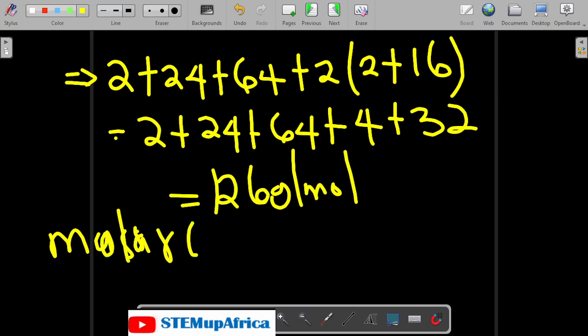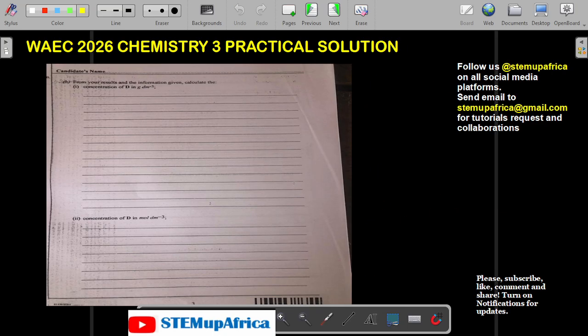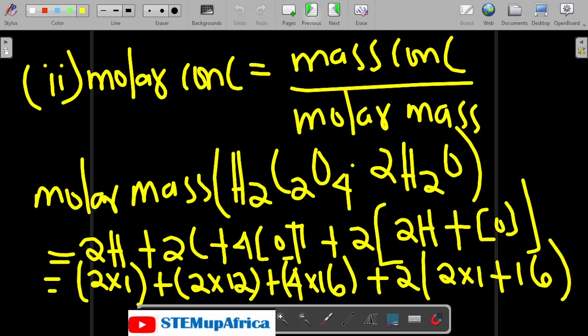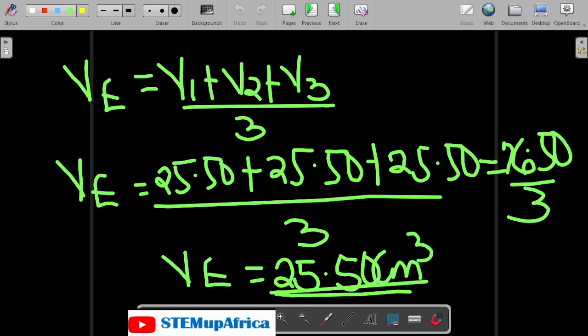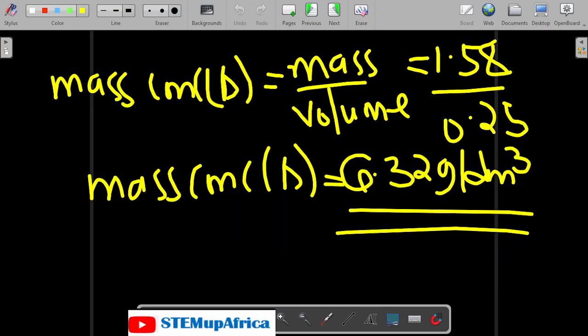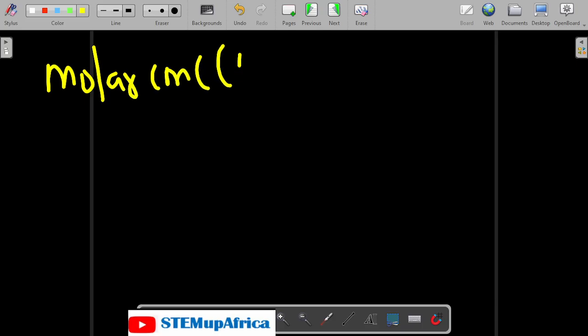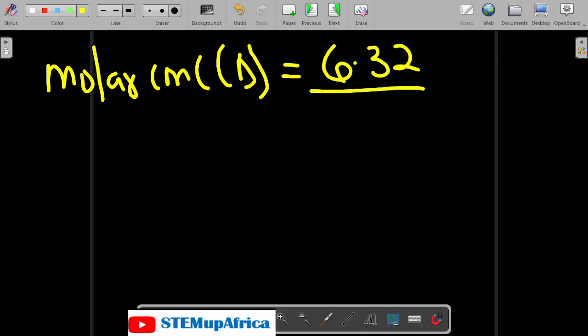With that, I can now find my molar concentration. The mass conc we've gotten is 6.32. So the molar conc of D will be 6.32 divided by 126. What are we having?